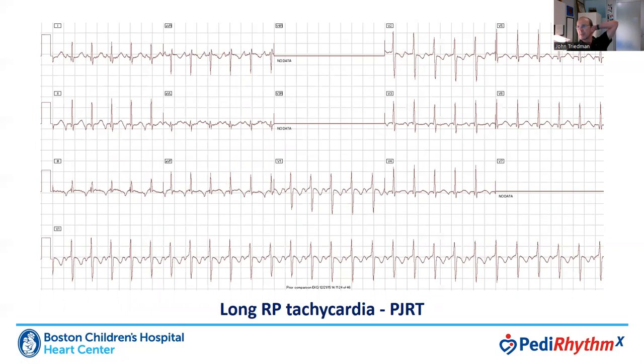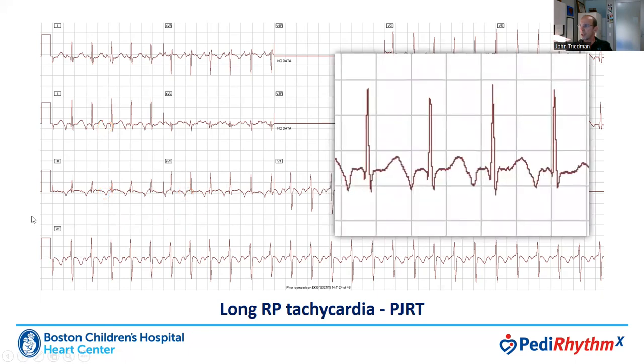Now let's look at another type of SVT. I'm going to call this a long RP tachycardia. In particular, this is the tachycardia that we refer to as PJRT, which stands for the permanent form of junctional reciprocating tachycardia. And you're going to observe in leads 2, 3, and aVF, which we think of as our inferior leads, that the P wave is downward going, suggesting that there is a superior P wave axis. It's pointing down in 2, 3, and aVF, which means that the P wave is depolarizing upwards.